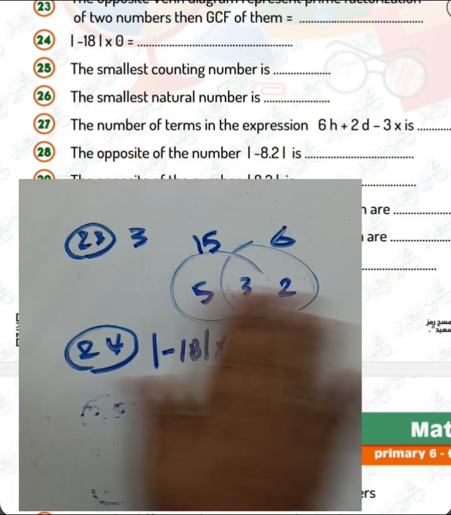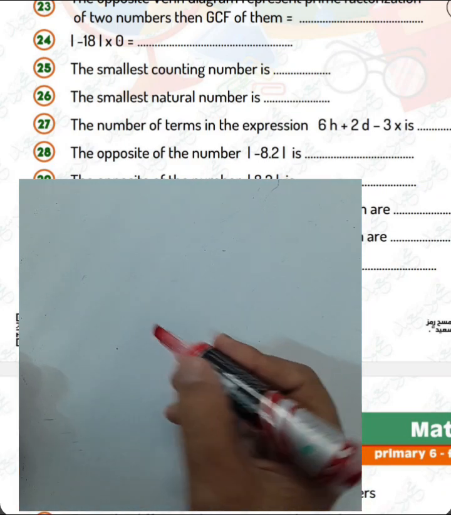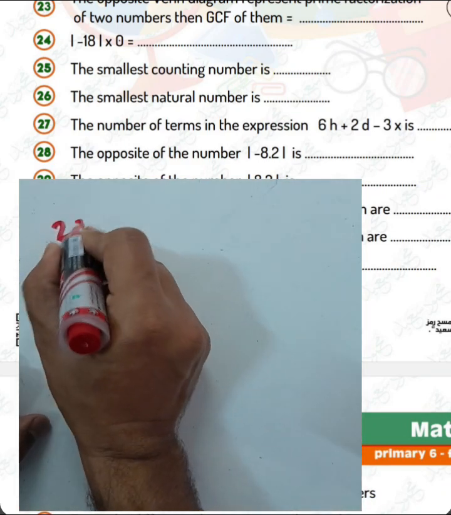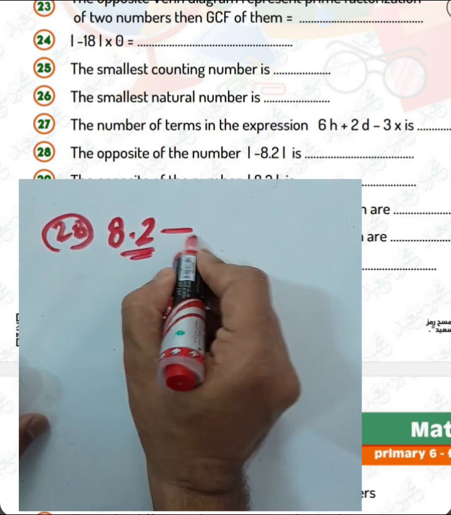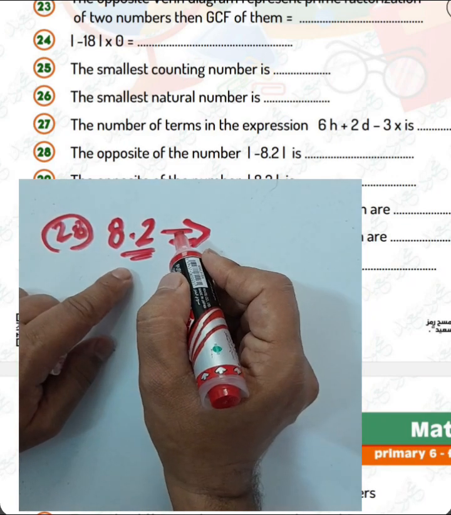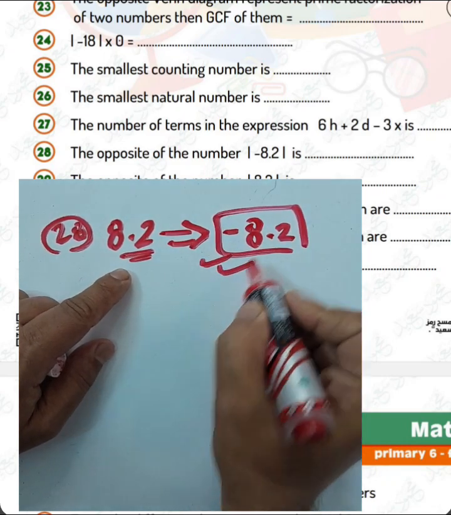Question 28. The opposite of the number, the absolute value of negative 8.2, is negative 8.2, because the absolute value of this number will be 8.2. So the opposite of this number will be what? Negative 8.2. So you must write in the space negative 8.2.